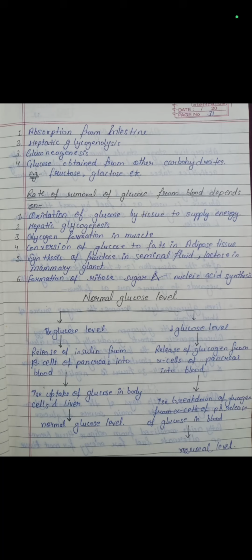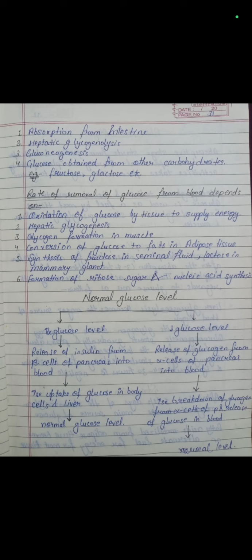Now we can understand the regulation of blood glucose, how glucose remains normal in blood. First of all, when there is an increase in blood glucose level, the beta cells of the pancreas release insulin into the blood, which increases the uptake of glucose in body cells and liver, and then the level of glucose becomes normal in blood.